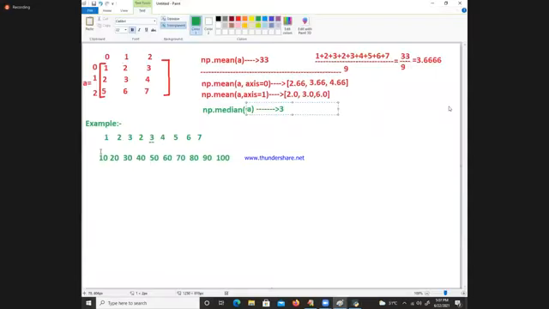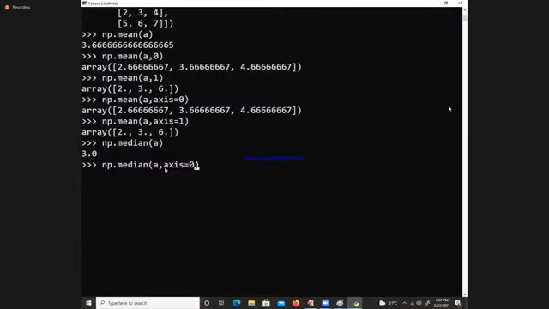Axis is equal to 0. See the axis 0: 1, 2, 3 and 1, 2, 5. What is the median along axis 0? First, 2. Next, 3. Next, 4. Automatically they are in sorted order only. So applying this, I got 2, 3, 4 only.